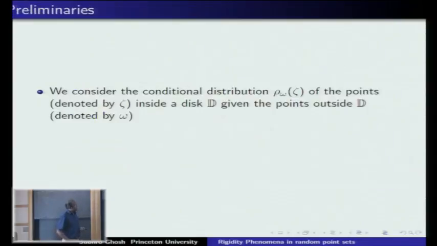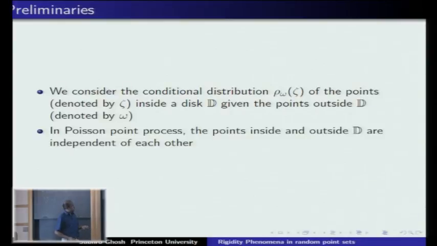In other words, we are looking at spatial conditioning. So we look at the conditional distribution of the inside points, which we denote by zeta, inside a disk. Our results hold more generally, but for the sake of discussion, we can take the case of a disk. And we are given the points outside the disk, which we denote by omega. And of course, in a Poisson point process, this question is a triviality because the points inside and the points outside are independent of each other.